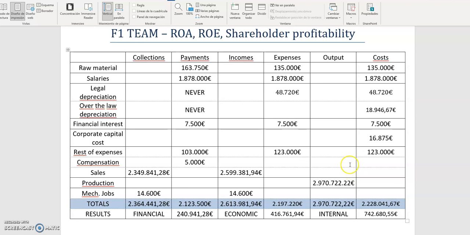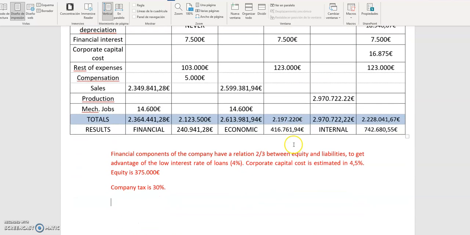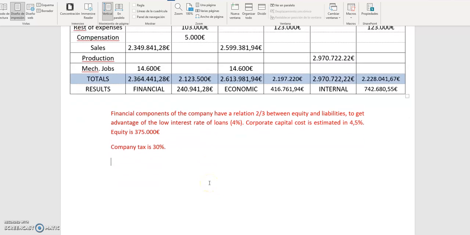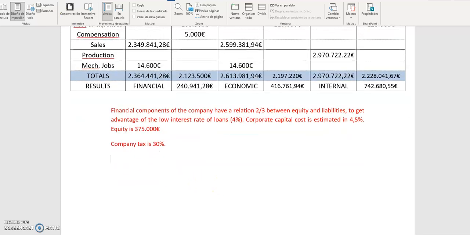In this video, we're going to see how to calculate the return on assets of the exercise F1TEAM. We're starting with the same information we had before for the return on equity. So we have here the chart and we have here the financial information of the company. Let's start just as before, remembering what is the formula of the return on assets.